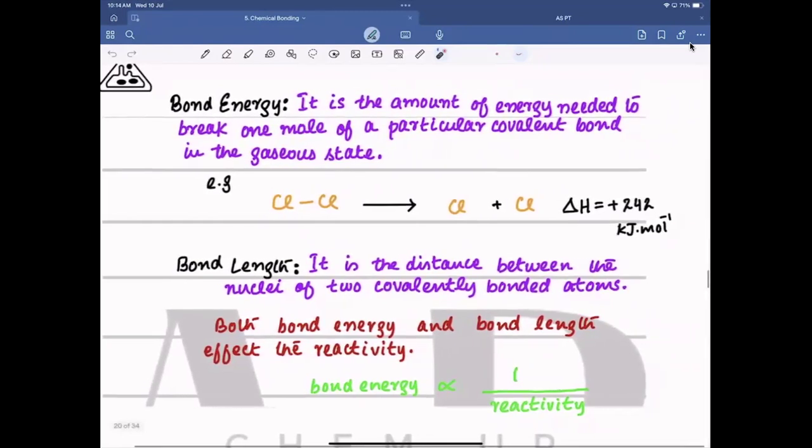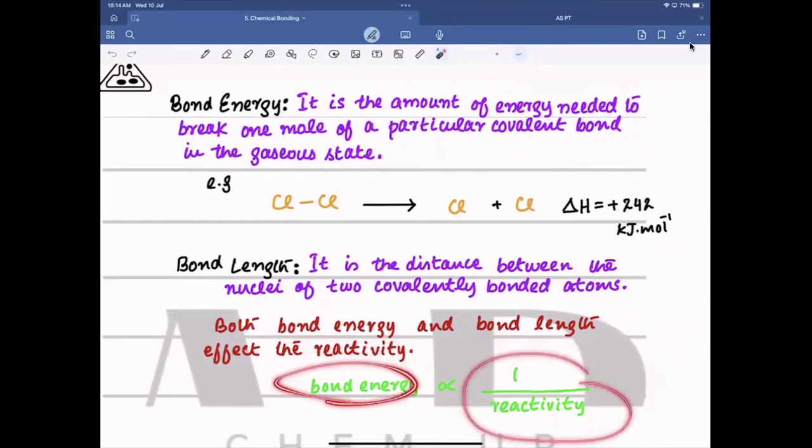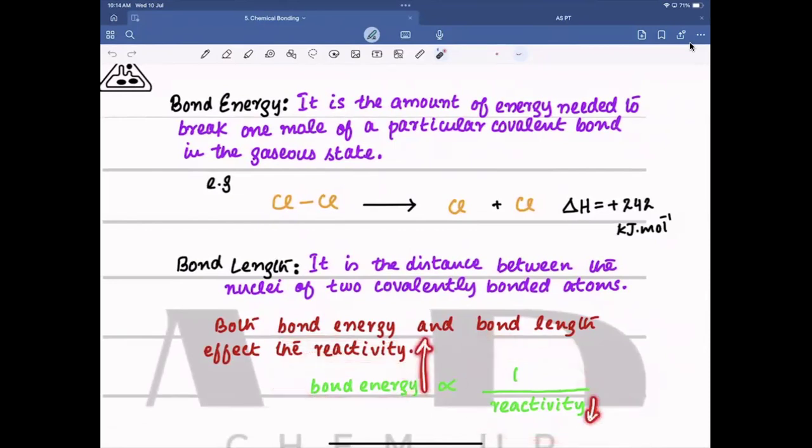Over here in bonding, you have to understand the concept that both bond energy and bond length affect the reactivity. So this is the relation. Bond energy is inversely proportional to the reactivity. It means the more the bond energy, the lesser the reactivity. The lesser the bond energy, the more the reactivity. Is this clear? Yes, sir.